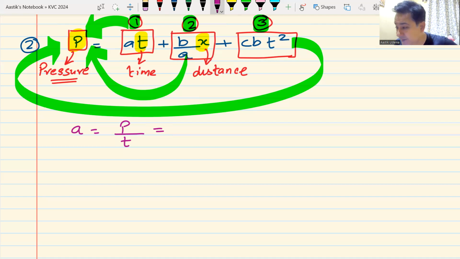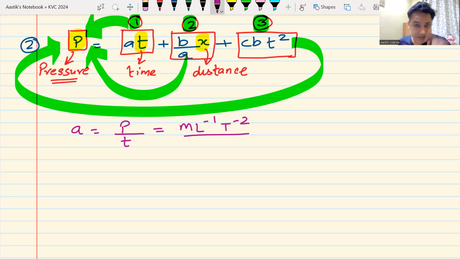If you don't remember the dimensions, well, it will be ML²T⁻², ML⁻¹T⁻². Pressure is force divided by area. You will have to remember these dimensions. If you don't remember these dimensions, well, I can't save you.